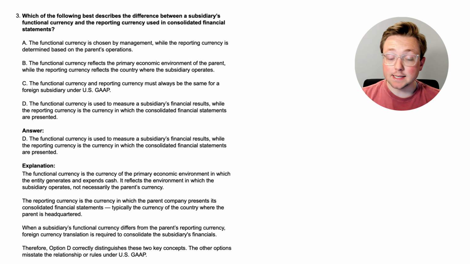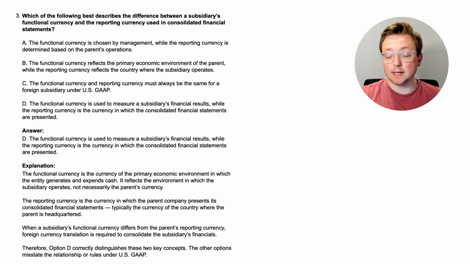The functional currency is the currency of the primary economic environment, we've talked about this, in which the entity generates and expends cash. It reflects the environment in which the subsidiary operates, not necessarily the parent's currency. They could be the same, but they don't have to be. Now, the reporting currency is the currency in which the parent company presents its consolidated financial statements, typically the currency of the country where the parent is headquartered. Now, when a subsidiary's functional currency differs from the parent's reporting currency, foreign currency translation is required to consolidate the subsidiary's financials.